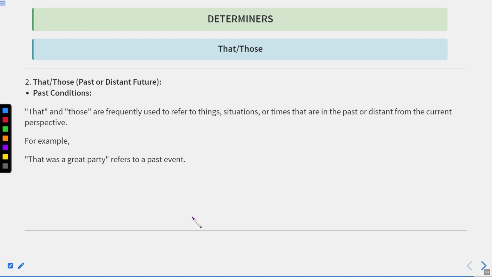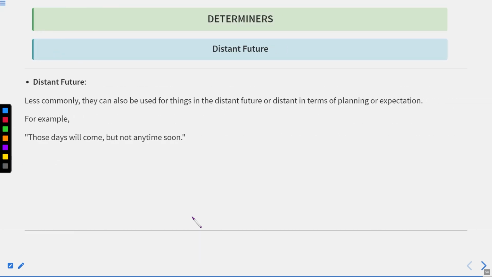That and those: past or distant future. That and those are frequently used to refer to things, situations, or times that are in the past or distant from the current perspective. For example, that was a great party refers to a past event. Distant future: less commonly, they can also be used for things in the distant future in terms of planning or expectation. Those days will come, but not anytime soon.